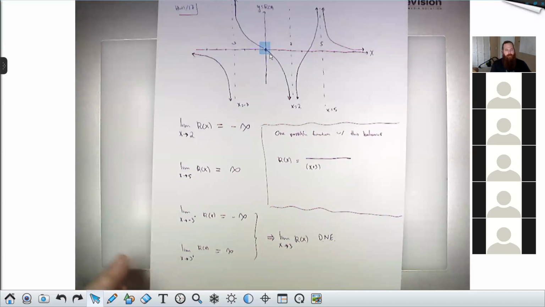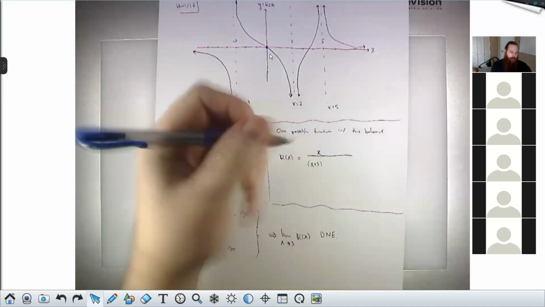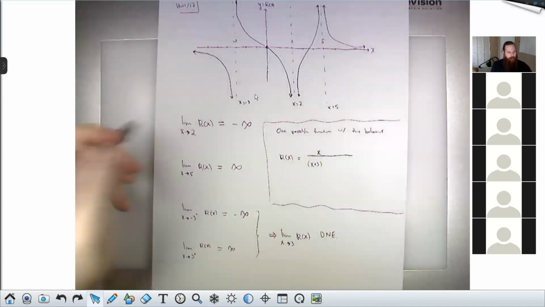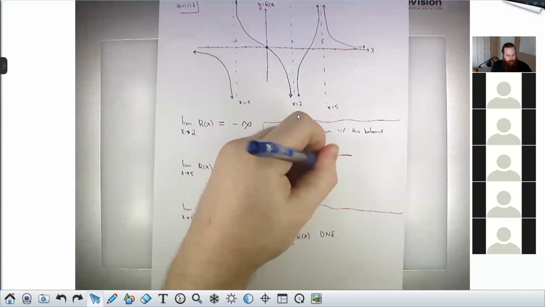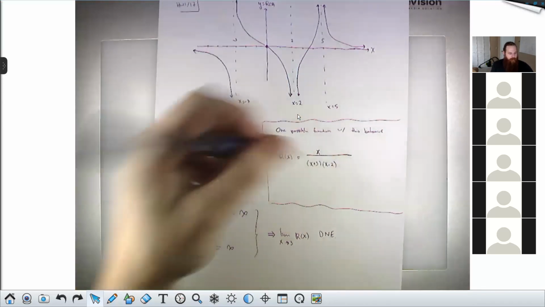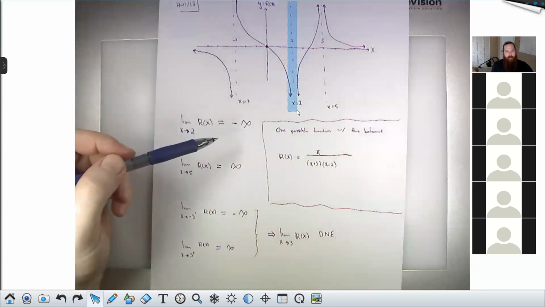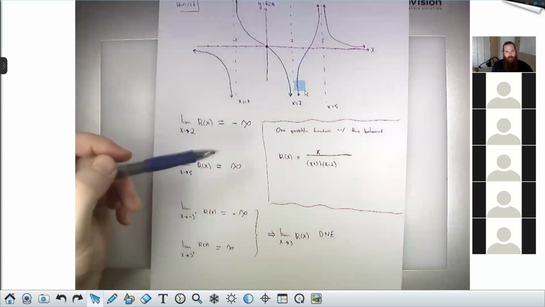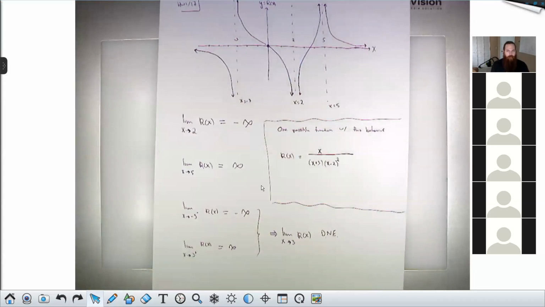The x-intercept at 0 has to come from a factor of x upstairs, or x minus 0. The VA here at x equals 2 comes from a factor of x minus 2 downstairs. But since it's going down on both sides, since it doesn't change sign, it's negative here and negative here, it has to be an even multiplicity factor. So this could be x minus 2 squared, or x minus 2 to the 4, anything like that.